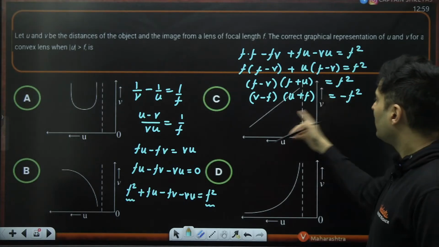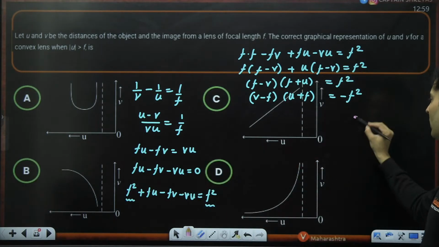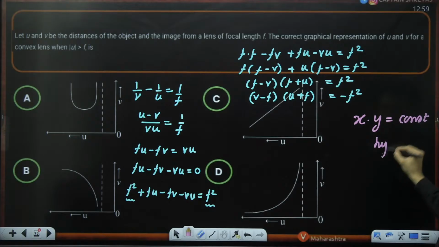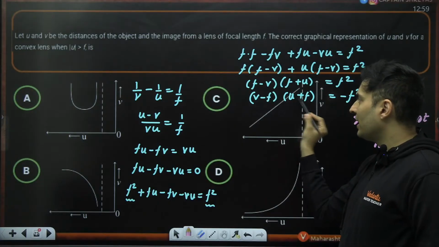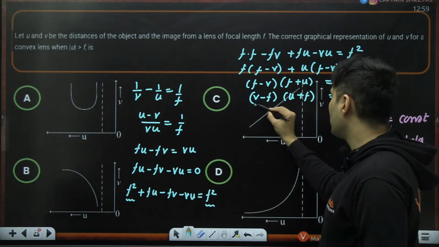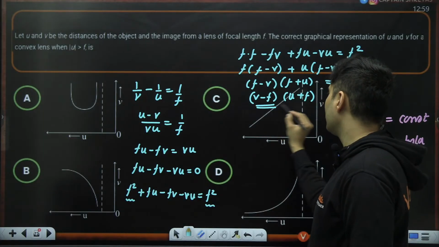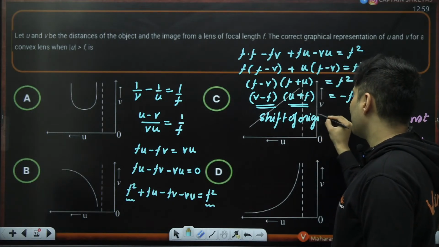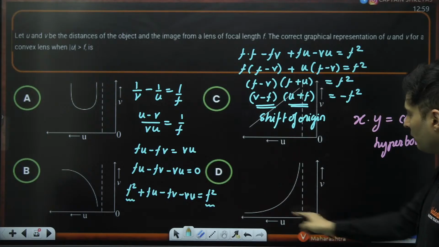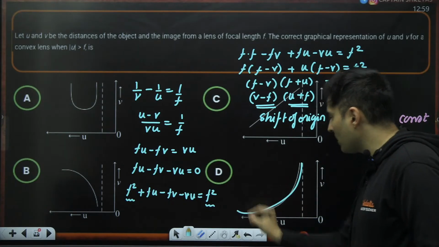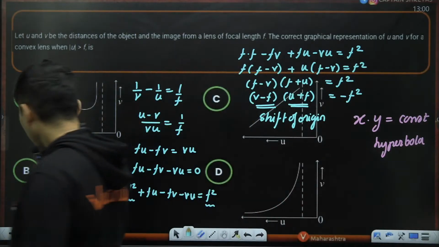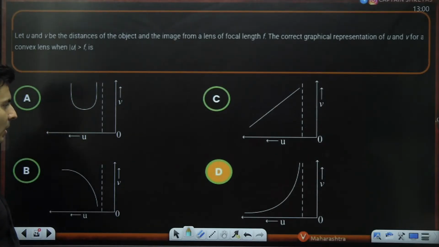Now, believe me, this is nothing but a hyperbola, because x into y is a constant, whether positive or negative. This is a hyperbola. But if the variables are added or subtracted with something, that is just a shift of origin. That's it. So your origin has been shifted. So instead of u over here, the origin has been shifted. So it has to be a hyperbola like this. Is that clear? Option D is the correct answer.